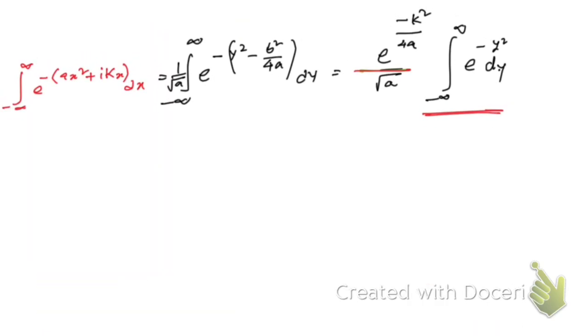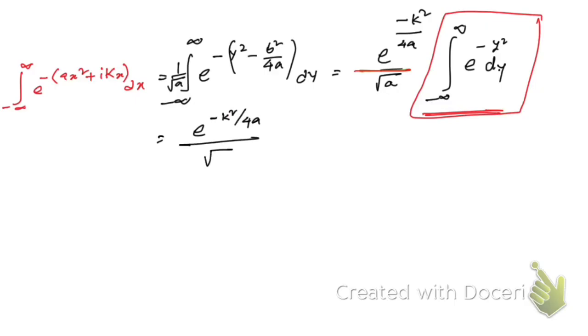So here you see, we can replace this by pi. So this is equal to e to the power minus k square by 4a divided by root over a, and here we're gonna have pi. So that is what we have got. Now this is the value of this integral.